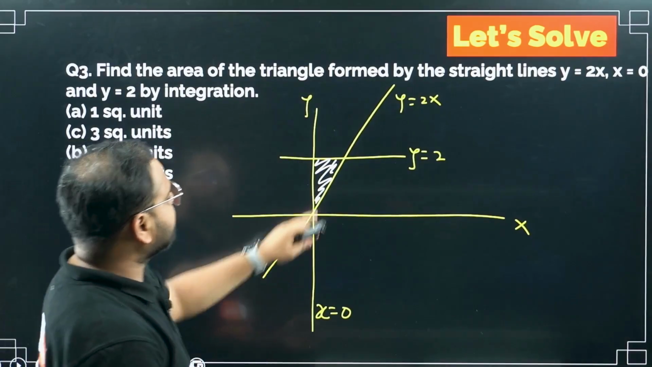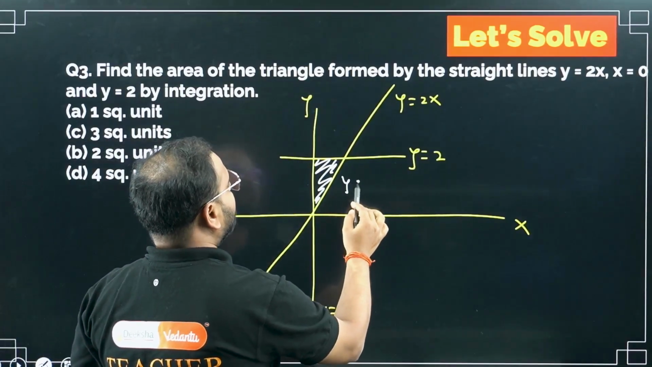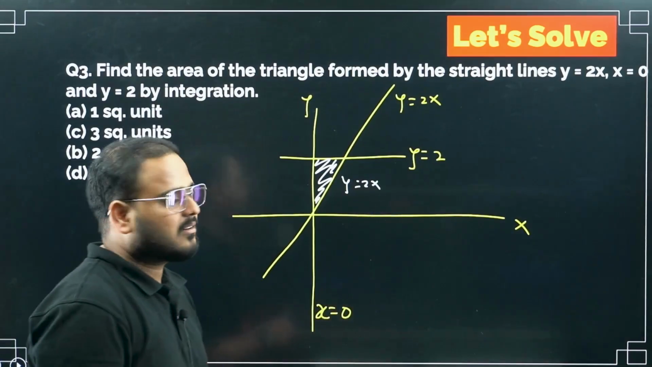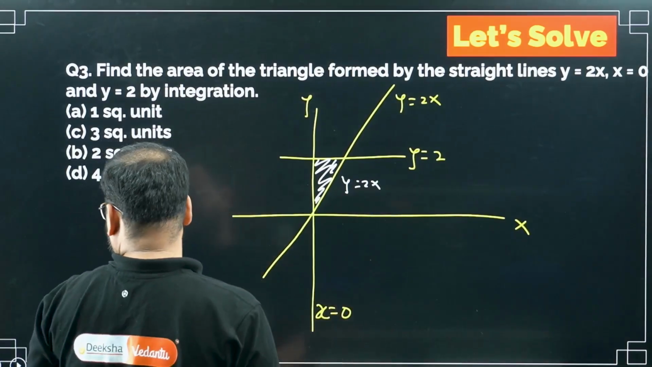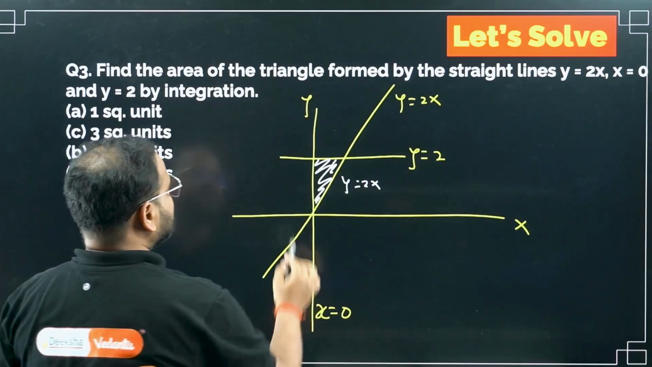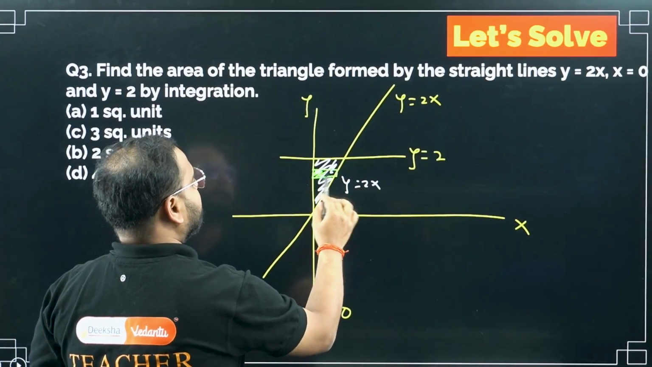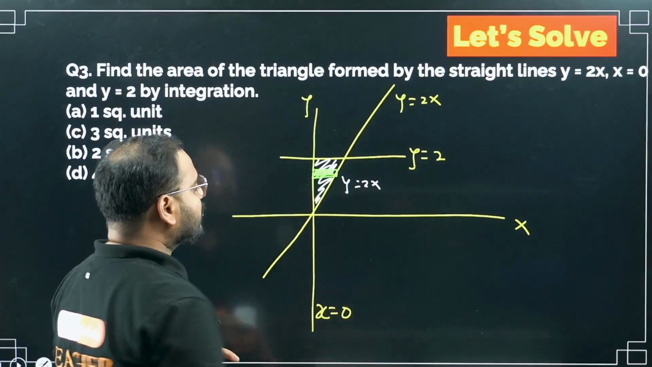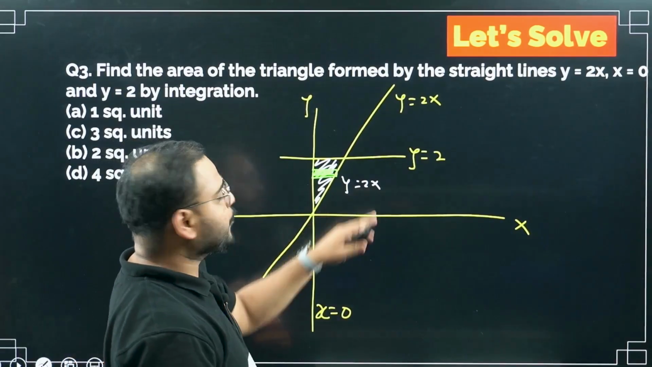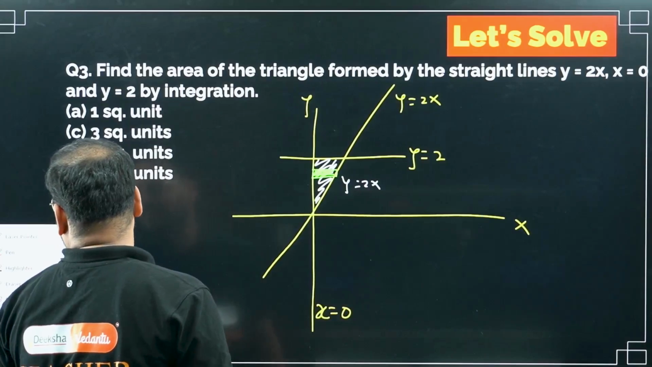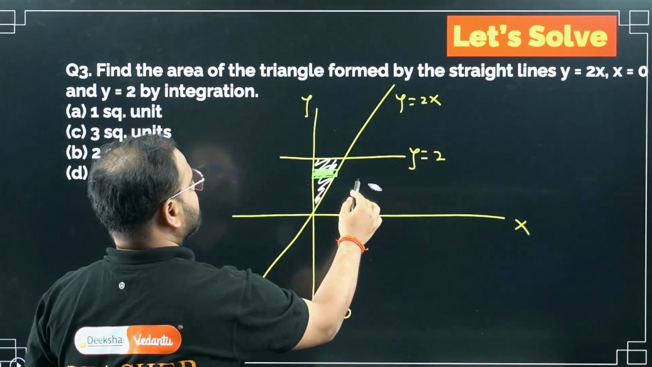So if I integrate this function, what function? y equal to 2x. Sir, over here if you draw, you'll get horizontal strips. Then how come you're taking y equal to 2x? I will change the subject. You'll see how I will change it.